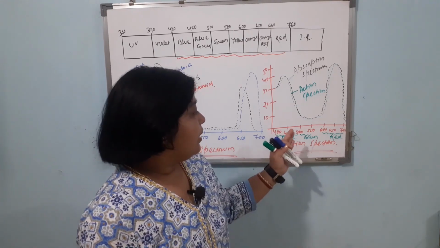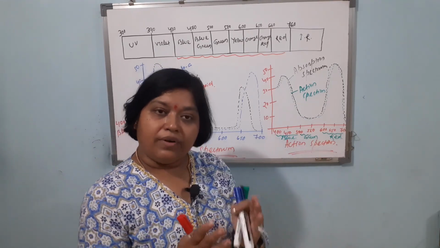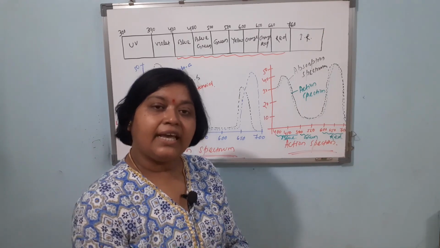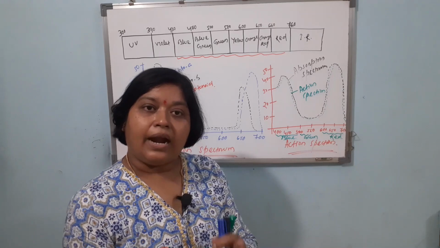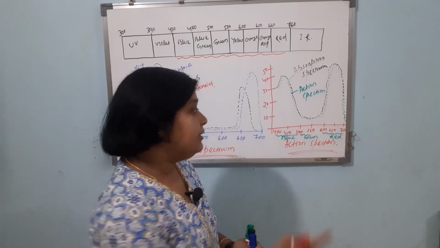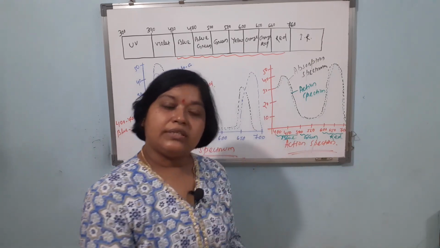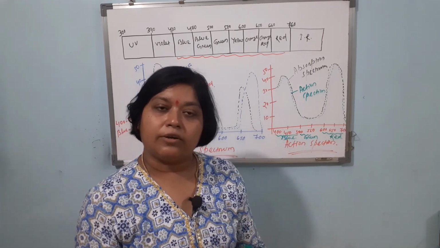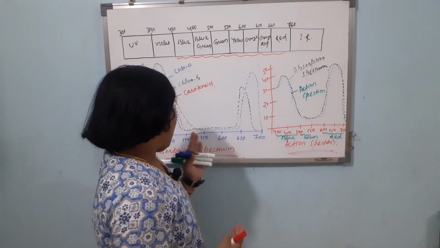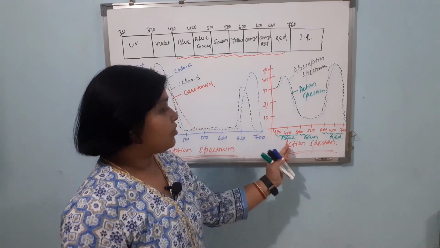This blue color, green color and red color of light are recognized as photosynthetically active and help in the photosynthesis process, and within this range photosynthesis occurs within the plant. This is all about the absorption spectrum and action spectrum.